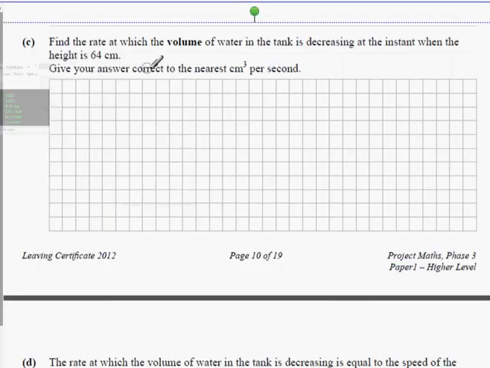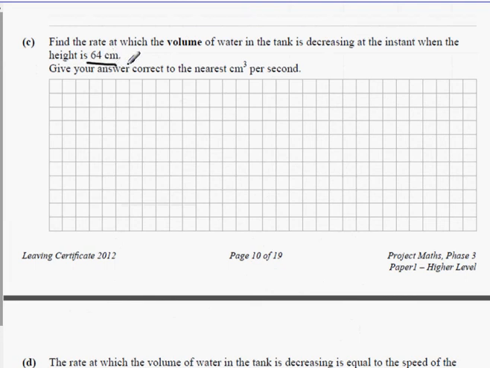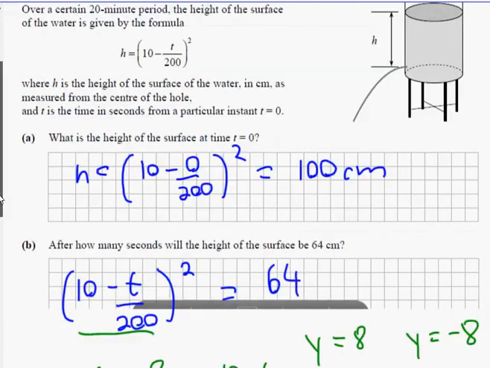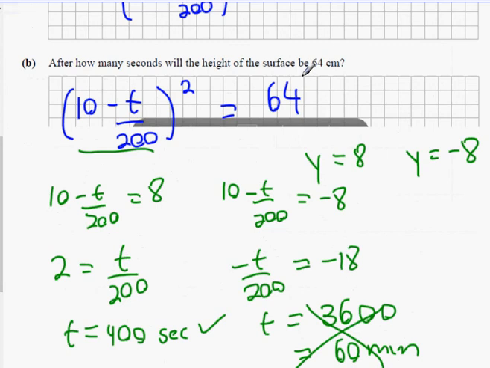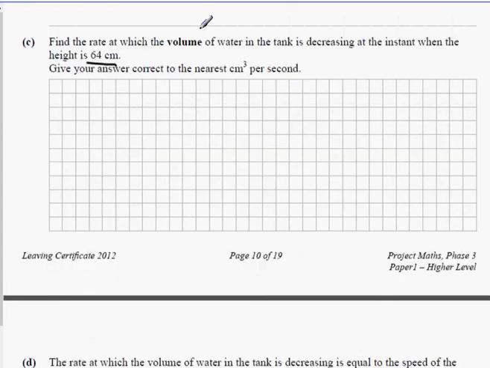Find the rate at which the volume of the water in the tank is decreasing at the instant when the height is 64 centimeters. Now, the height equals 64 centimeters brings us back to information from part B. Information from part B is when the height is 64, so we know that this happens after 400 seconds. So we automatically have a bit more information than we thought.